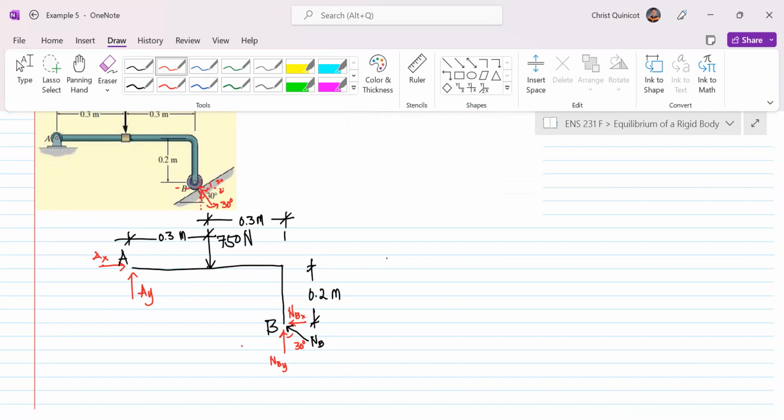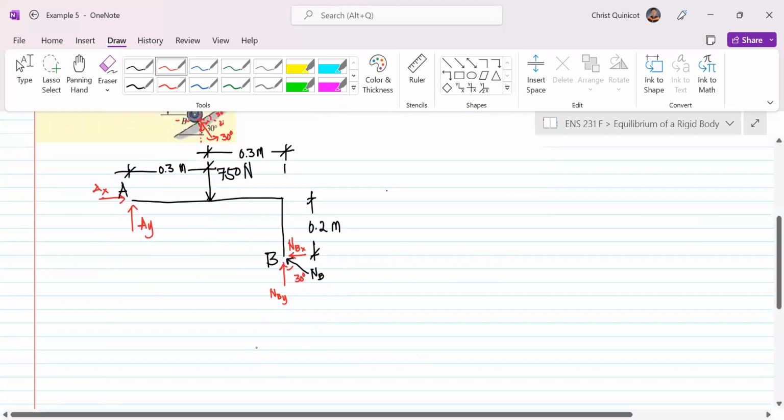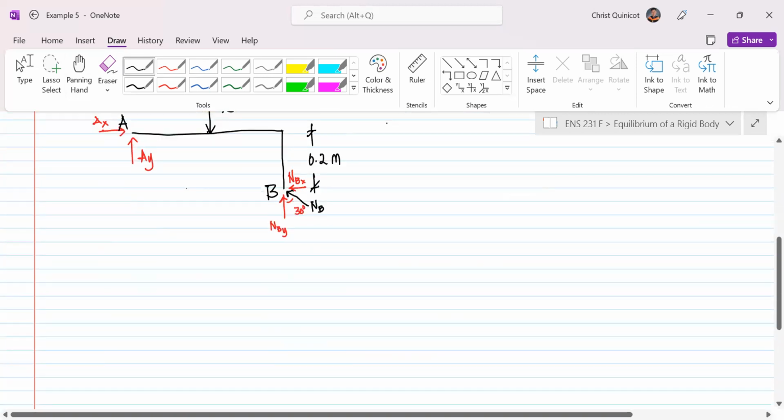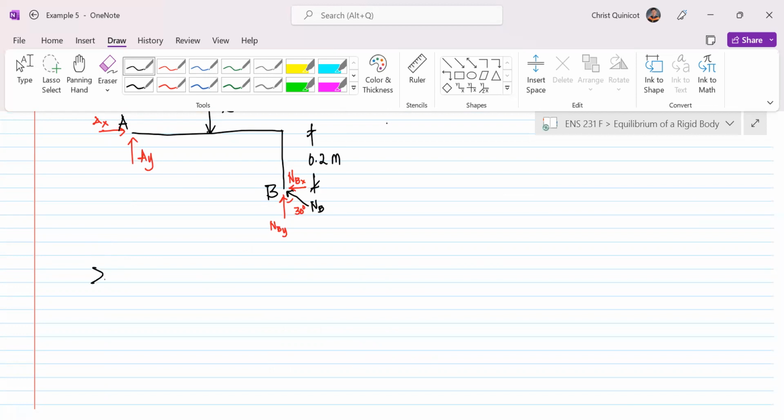Okay, if we do a summation of forces in either X or Y, we will end up with two unknowns, right? That is A sub X and N sub B X for summation of forces in X, and A sub Y and N sub B Y for summation of forces in the Y direction. So the first thing we do is use the third equilibrium equation, and that is we do moment about A. Summation of moment about A is equal to 0, assuming counterclockwise positive.